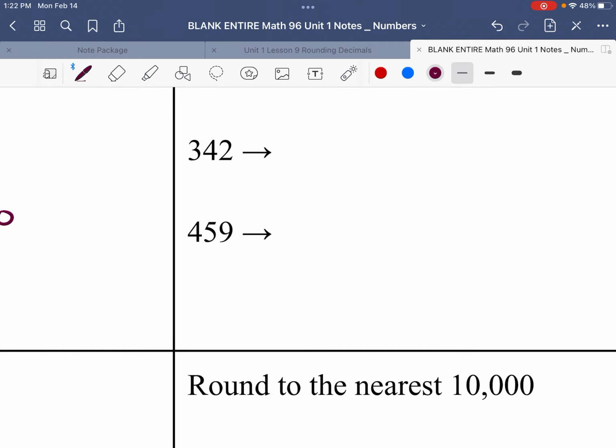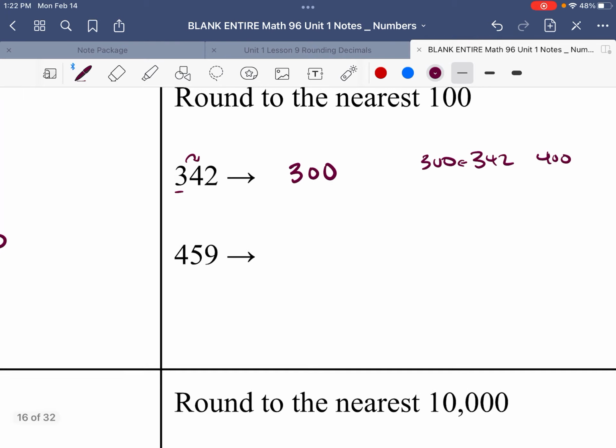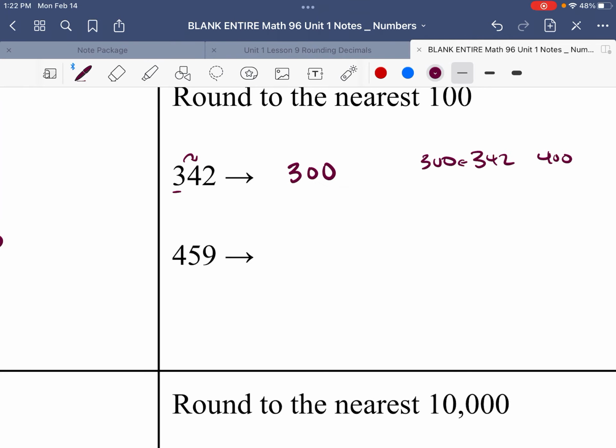Round to the nearest 100. So we're in this position. Look to the right. It's a 4, so we're going to round down to 300. 342 is in between 300 and 400, but it's closer to 300. 459 is in the hundreds position here. We're looking at that 4. And checking the number on the right is a 5, so we're going to round up to 500. And 459 is in between 400 and 500, but it's closer to 500.